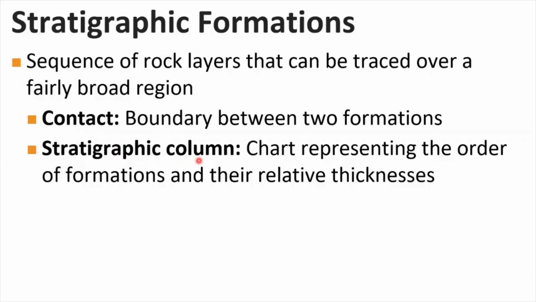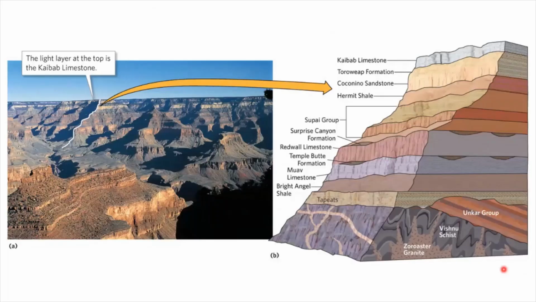And we have what is called the stratigraphic column. This is basically a chart that represents the order of formations and their relative thickness. So this is a stratigraphic column of the Grand Canyon. And on the left, we have an image of the Grand Canyon. And here we have the different rock layers and their relative thicknesses of the Grand Canyon. And you could pick out different features, like, for example, here is an angular unconformity and a nonconformity where we have this Vishnu schist, and then over that metamorphic rock. And then over here we have these rocks at an angle, which forms an angular unconformity.